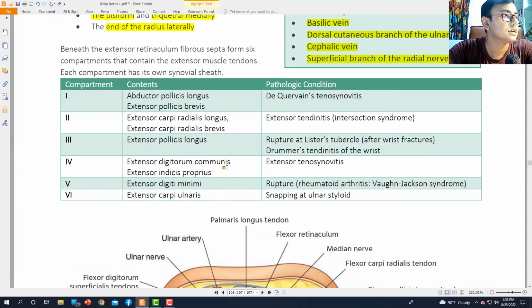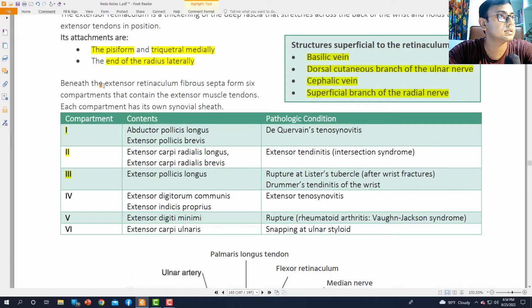Now there are 6 compartments. How many compartments are present in the extensor retinaculum? If I transect here, I can see 6 compartments. This is sometimes asked in the MRCS exam: how many compartments are present in the extensor retinaculum? These are diseases we encounter in daily practice.